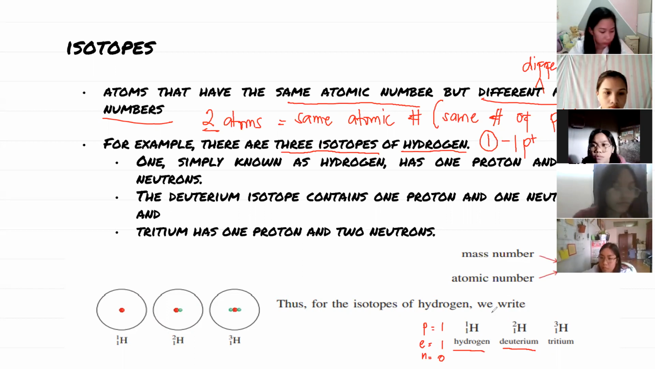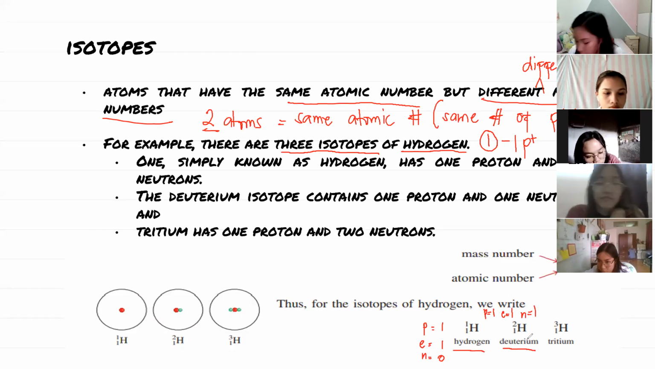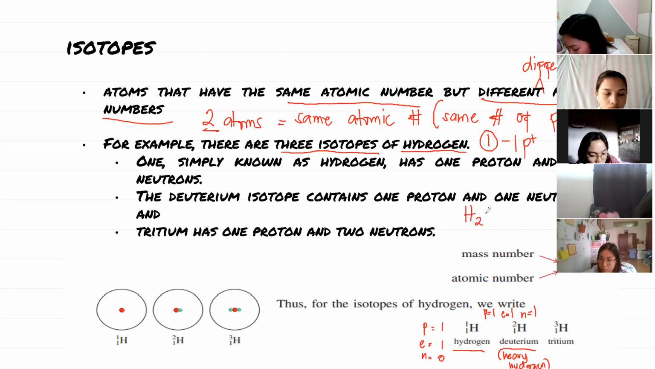But this time, for deuterium, you still have 1 proton and 1 electron, but for neutron, 2 minus 1, so it now has one neutron. Again, we call it deuterium, but this is still hydrogen. What we call deuterium is the heavy hydrogen. It can form water too, right? Hydrogen is used to make water. So this is water here, and this water is H2O.